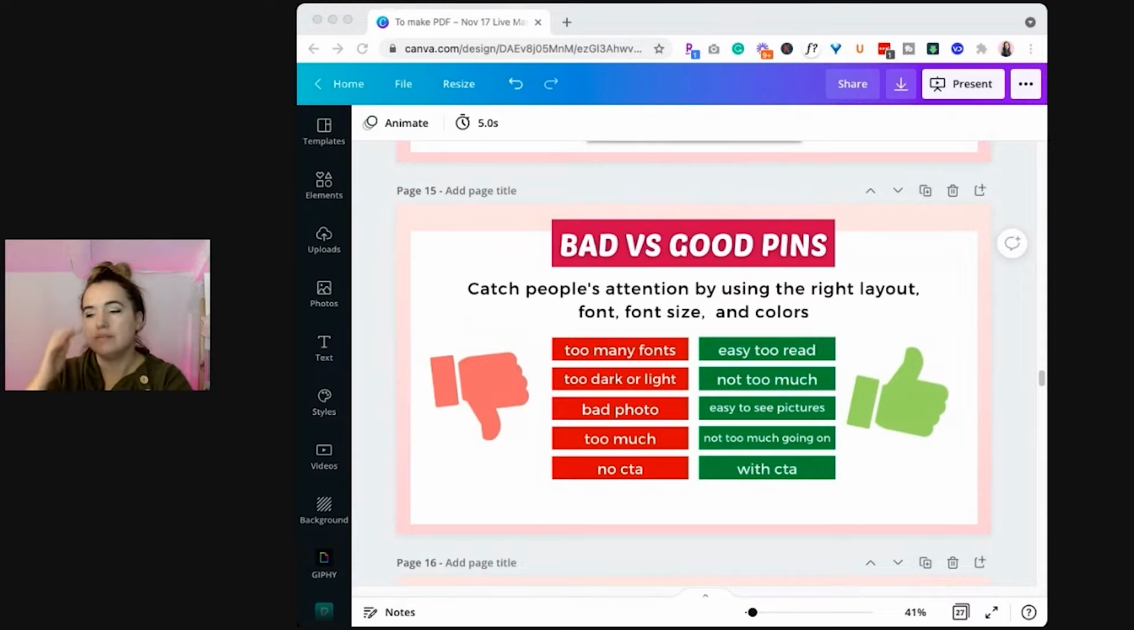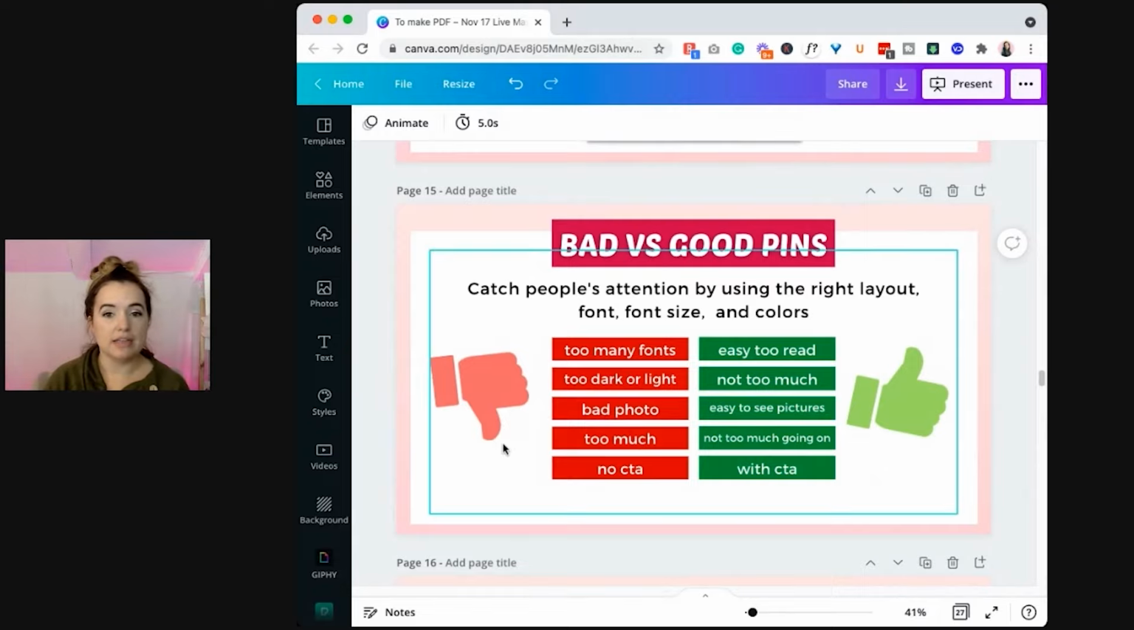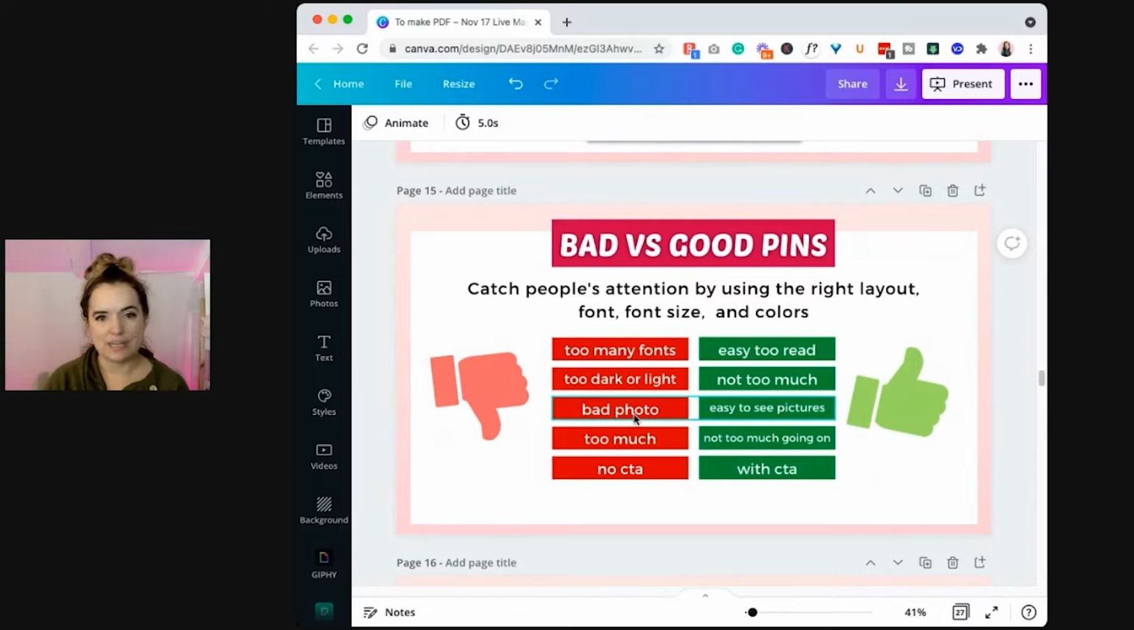Pins that are difficult to read and just don't catch my attention at all, versus pins that do. Bad pins that I've seen will have like 8 different fonts. Every single word will be a totally different font. They will be dark blue on a black background for the text, and I can't read it. The photo of the best steak dinner looks like a pile of mush because I cannot see what it says. Too much text. There's too much information about what is happening.